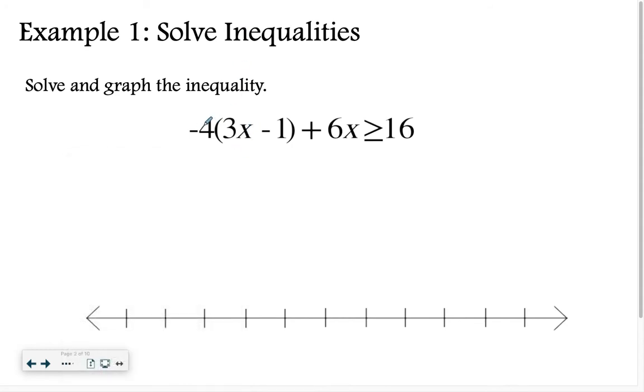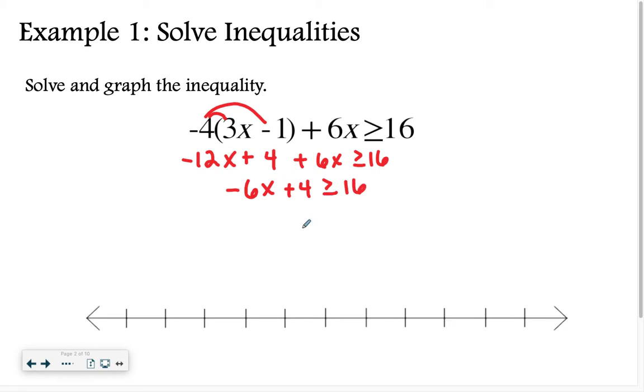So right now, you can see I have negative 4 times the quantity of 3x minus 1 plus 6x is greater than or equal to 16. I'm going to distribute so that way I can get rid of these parentheses. So negative 4 times 3 is negative 12x. Negative 4 times the negative 1 is a positive 4 plus 6x is greater than or equal to 16. Now if we combine like terms, I have a negative 12x and a positive 6x. If I combine those two, I have a negative 6x plus 4 is greater than or equal to 16.